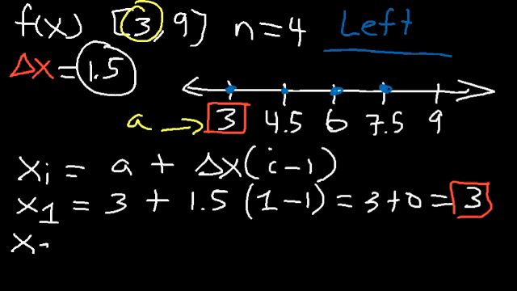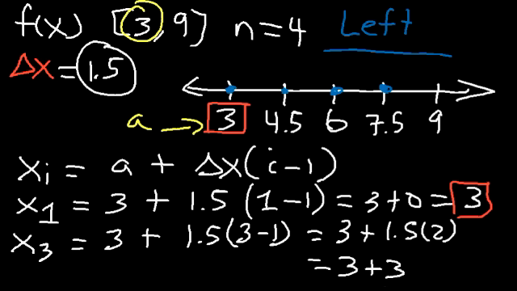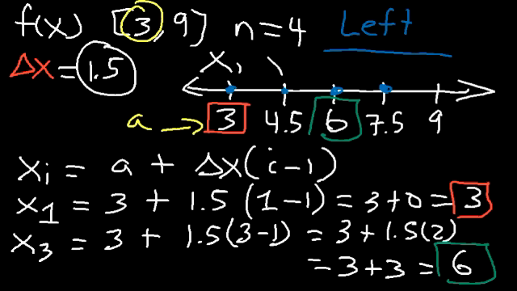Let's calculate the third x value. So a is 3, delta x is still 1.5. So for the third value, I is 3. So this is 3 minus 1. 3 minus 1 is 2, so we have 1.5 times 2. 1.5 times 2 is 3. 3 plus 3 is 6. So this gives us the third x value. So this is x sub 1. This is x sub 2, x sub 3, x sub 4.